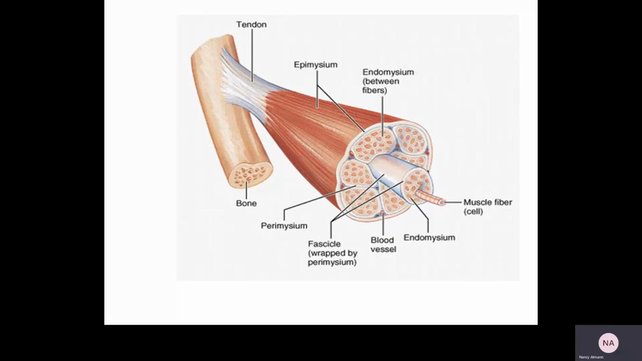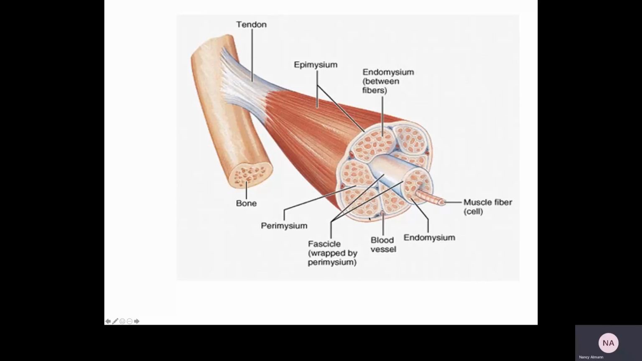You take a bunch of muscle fibers and you wrap them in connective tissue, you have what's known as a fascicle. So a collection of muscle fibers is a fascicle, and that fascicle will be covered by another connective tissue covering, which is known as the perimysium. When you take a collection of fascicles and cover them by the epimysium, that outermost connective tissue covering, you have a muscle belly.